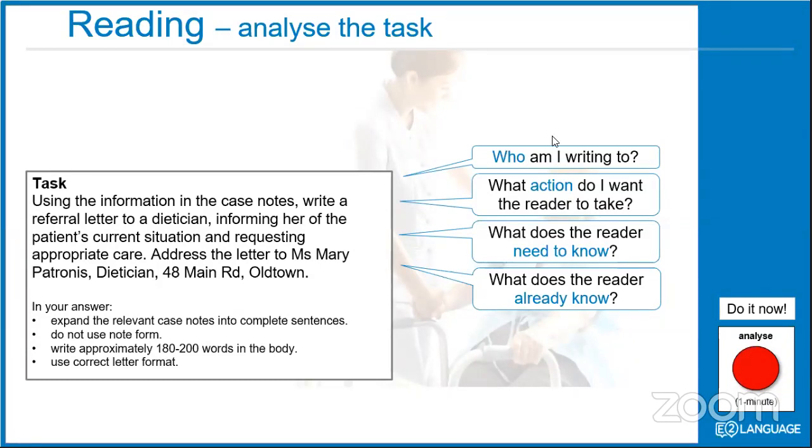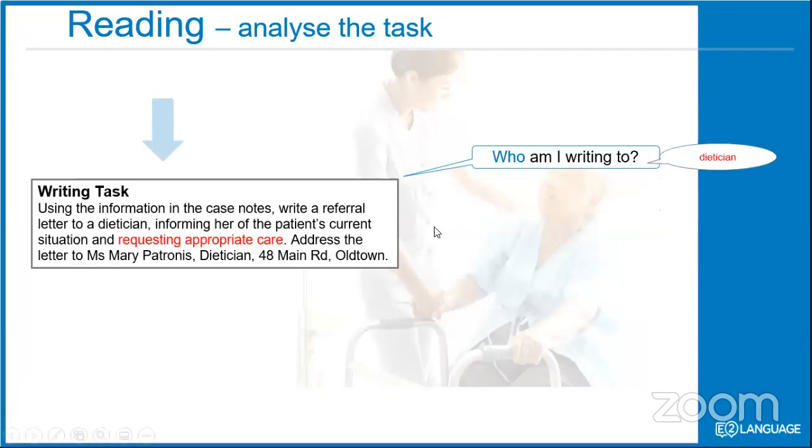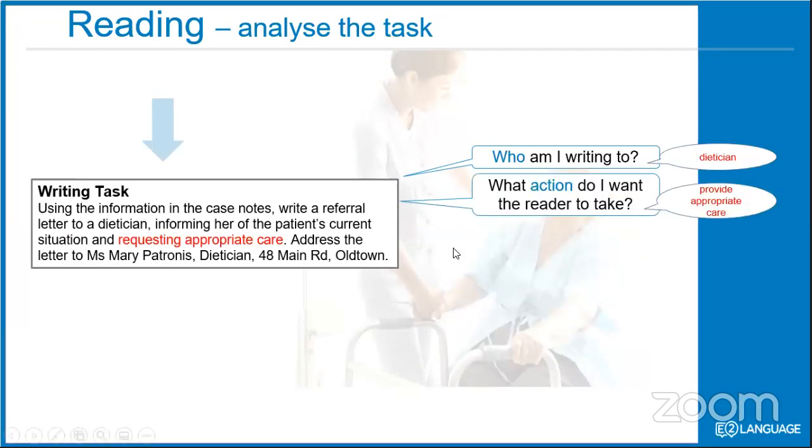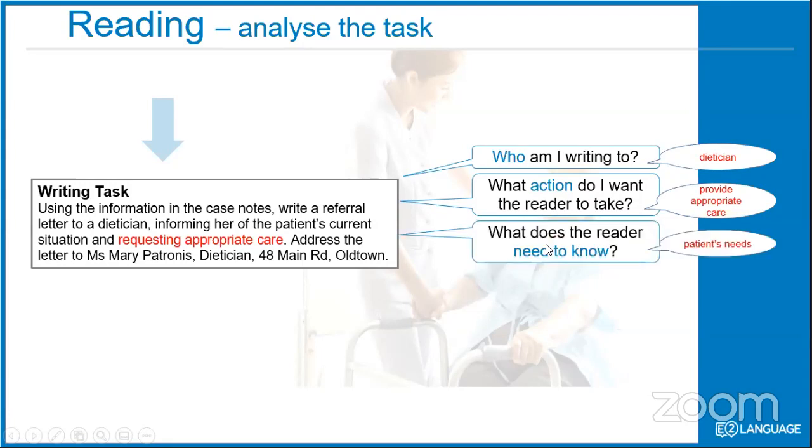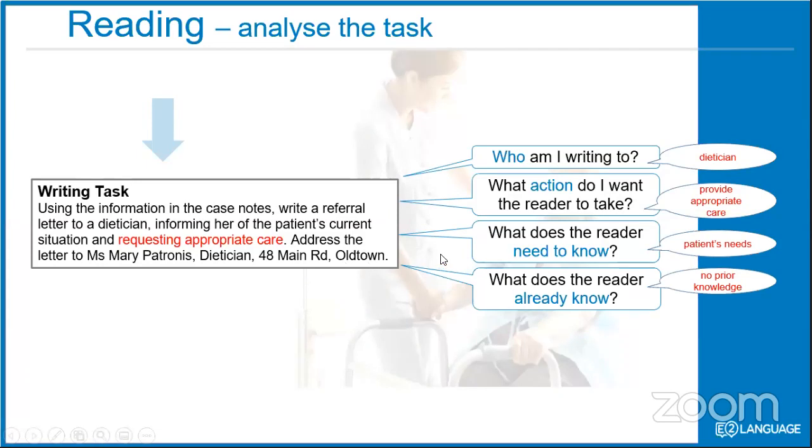Okay, thanks for your observations. Let's see how you've done. Who am I writing to? Dietitian. What action do I want the reader to take? Provide appropriate care. What does the reader need to know? The patient's needs. And what does the reader already know? No prior knowledge. So on this kind of letter, it's normal that they have no prior knowledge, but sometimes they do.